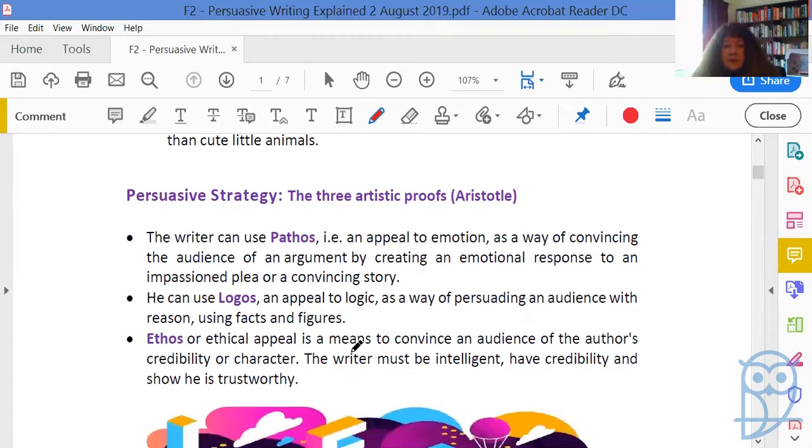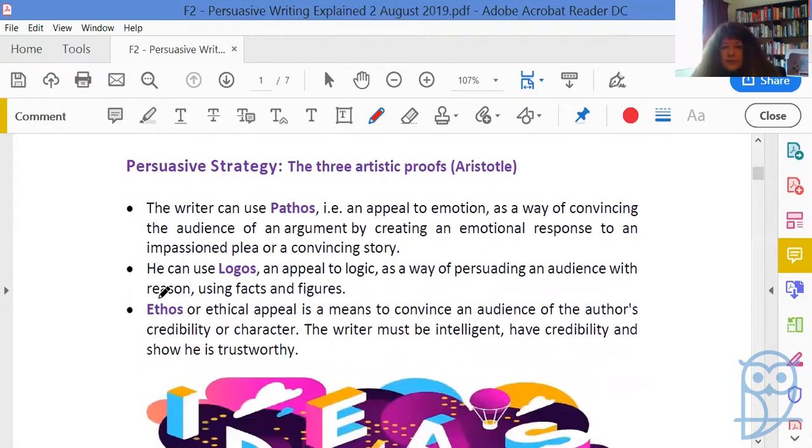And then finally, the third artistic proof is called ethos, or ethical appeal, which is a means to convince an audience of the author's credibility or character. So in other words, the writer must be intelligent, have credibility, and show he is trustworthy before someone's going to believe what he says. You're not going to persuade me otherwise, unless it's a very ethical writer. Okay, so that's a bit of technical information for you. Pathos, logos, ethos, which are known as the 3 artistic proofs by Aristotle.